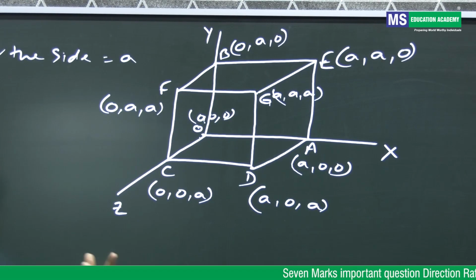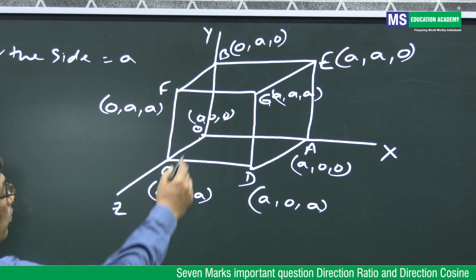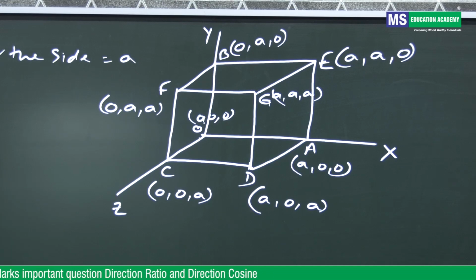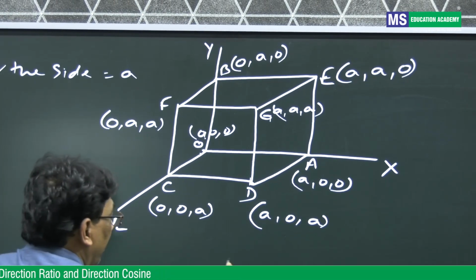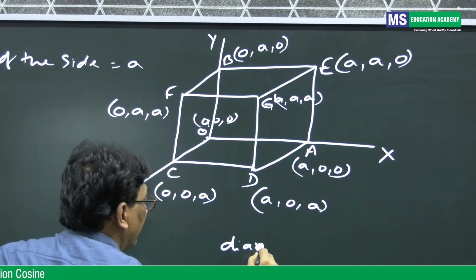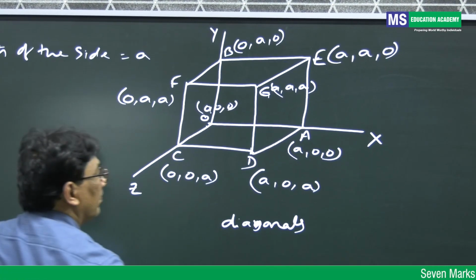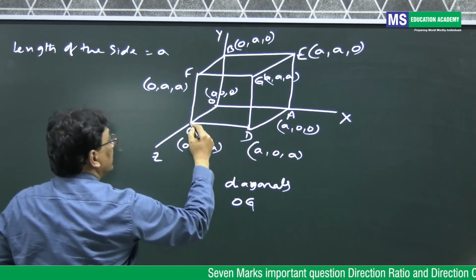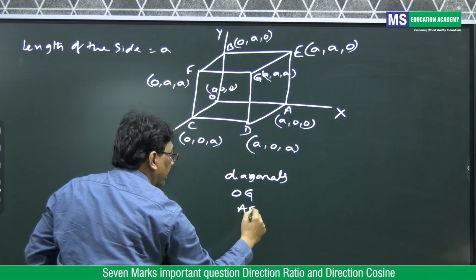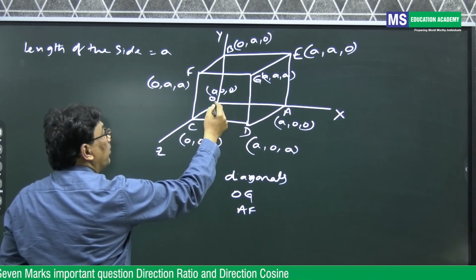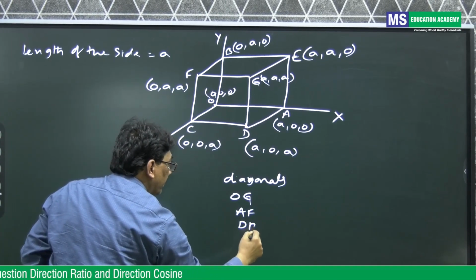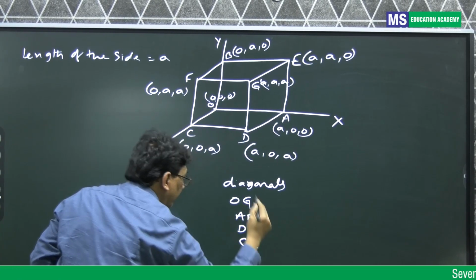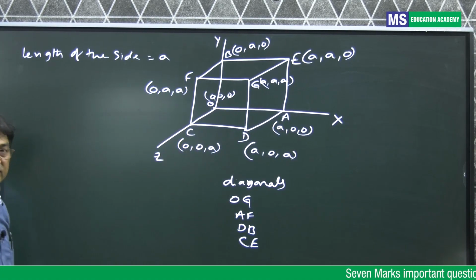See how we can write the diagonals. When you take O, the opposite and above, that means OG is one of the diagonals. Next, from A, opposite and above, that is AF, another diagonal. D, opposite and above, that's DB, another diagonal. C, opposite and above, CE, that is another diagonal. There are 4 diagonals we are taking.